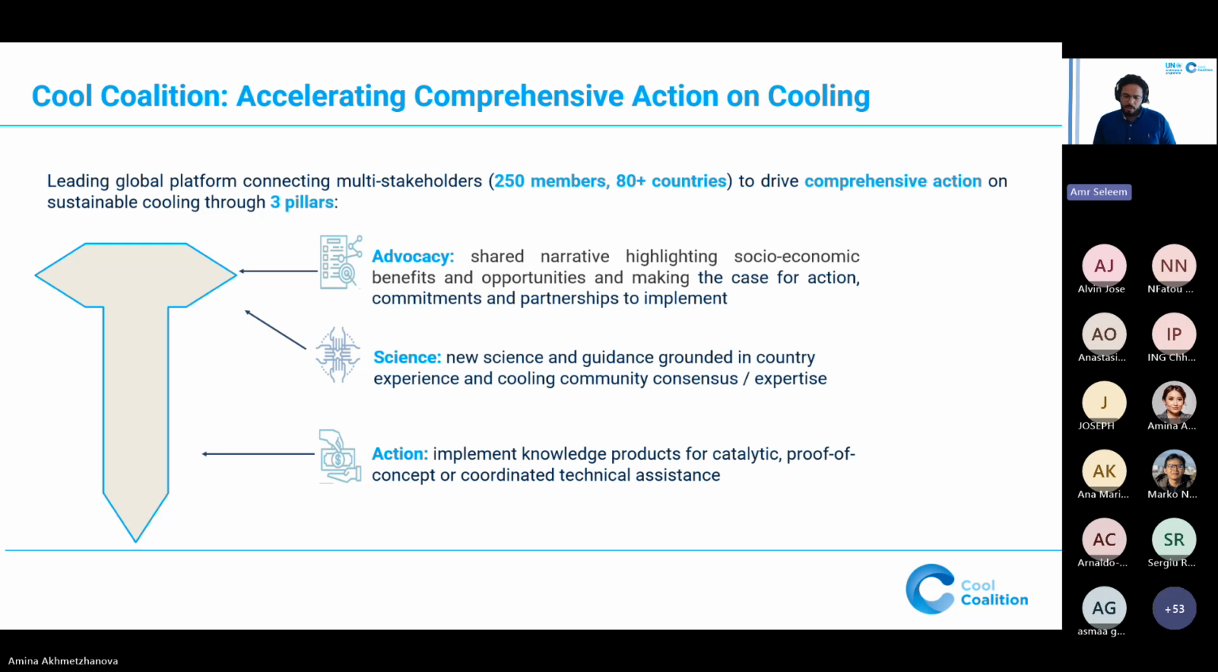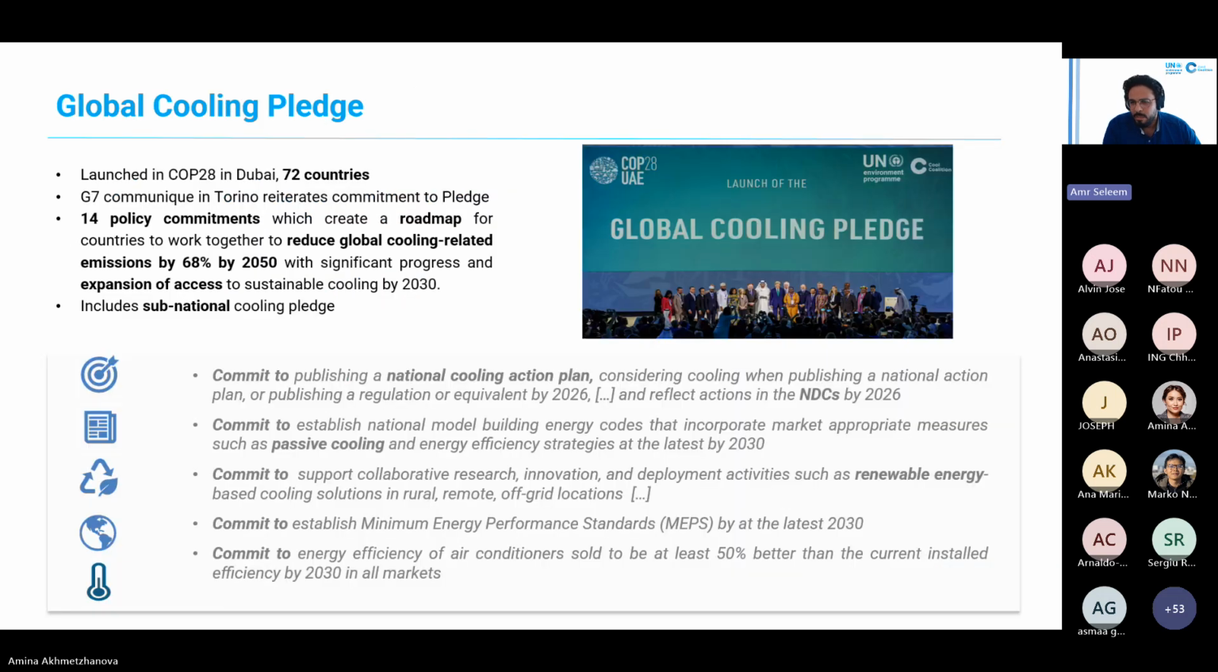And within advocacy, I will explain regarding the Global Cooling Pledge, which contains more than 70 signatory countries. And also how all of this has been shaped based on the science that we provide through our Global Cooling Watch Report, which we produce every 2 years. The first version was 2023, and the second version will be end of October this year, 2025. Also, the action that we provide through the knowledge products and also implementation and supporting countries on deployment of sustainable cooling.